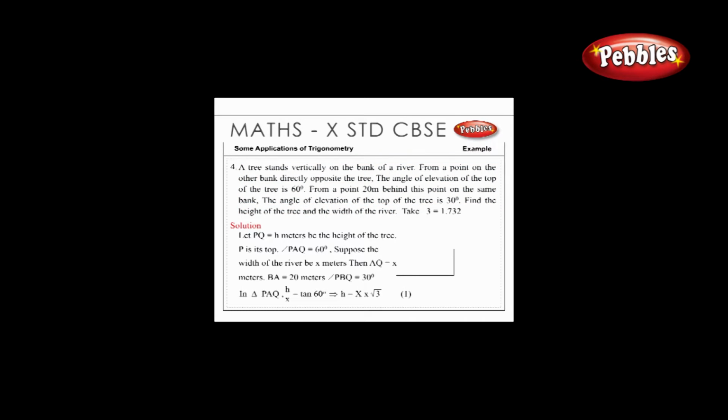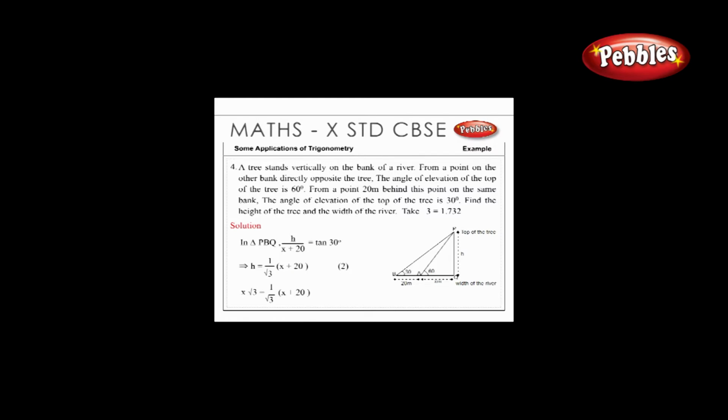Solution. Let PQ is equal to h meters be the height of the tree. P is its top. Angle PAQ is equal to 60 degree. Suppose the width of the river be x meters, then AQ is equal to x meter. BA is equal to 20 meter and angle PBQ is equal to 30 degree. In triangle PAQ, h by x is equal to tan 60 degree, implies h is equal to x into root 3. Let us denote this by equation 1.